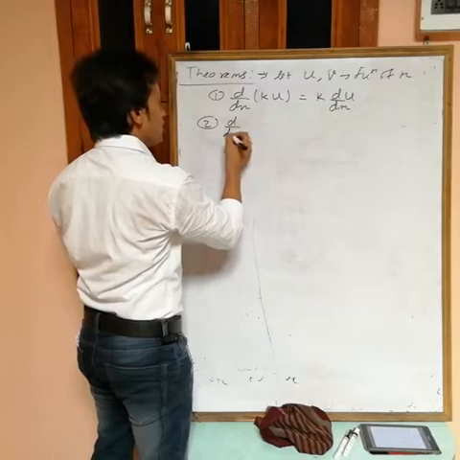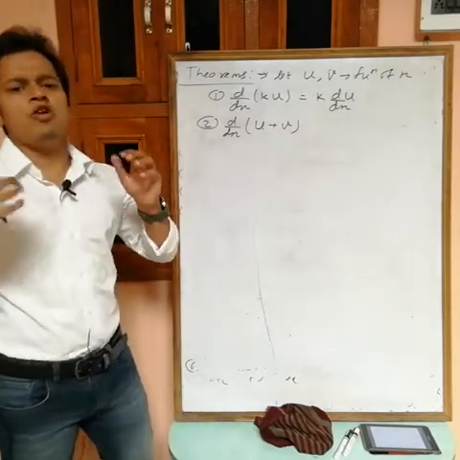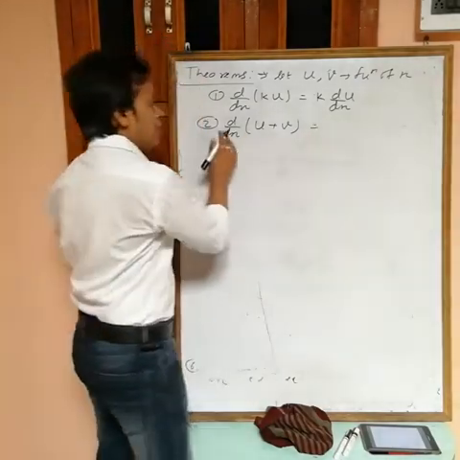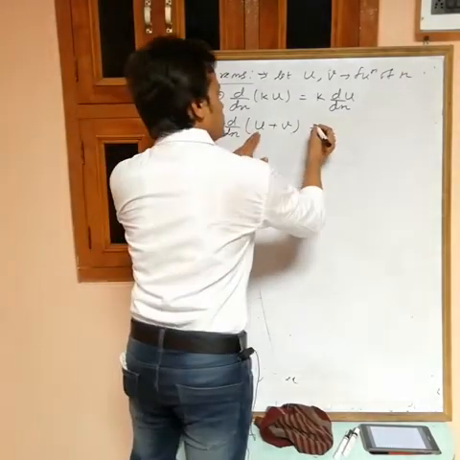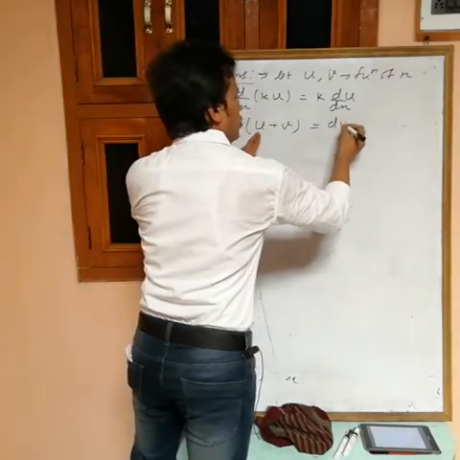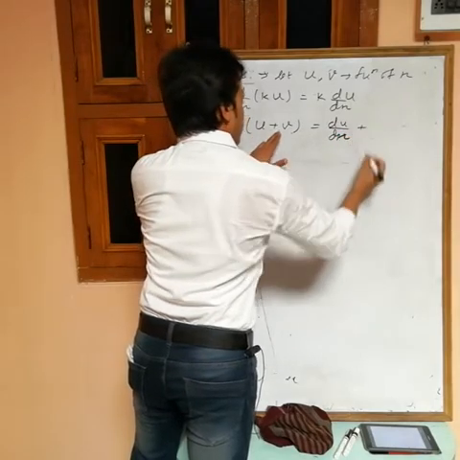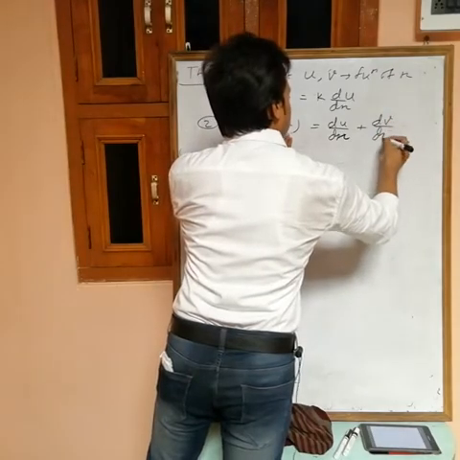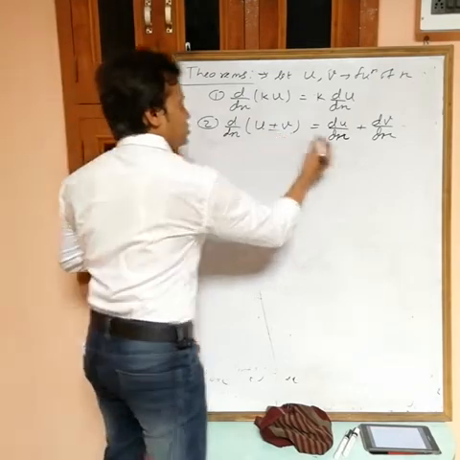Now d by dx of u plus v. If you want to differentiate the sum of two functions of x, then no problem. Just take d by dx with u and v both. It means differentiate u in the place of u, du by dx. If plus, then plus. Then differentiation of v, dv by dx. It means simultaneously you can differentiate both. If there is minus, then minus also.